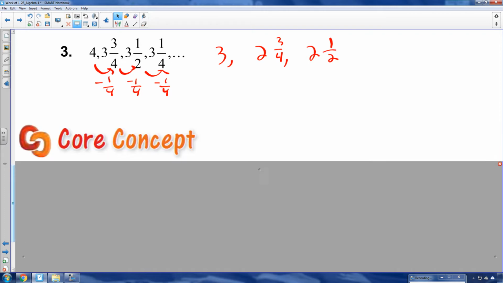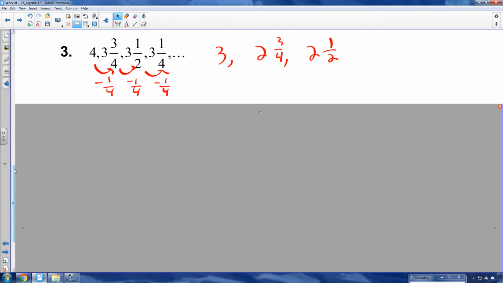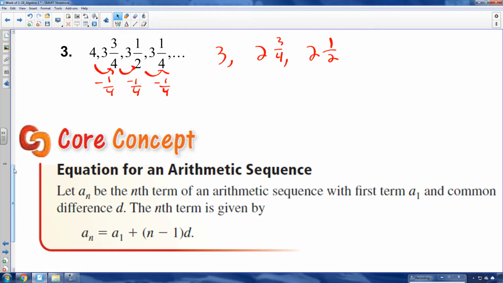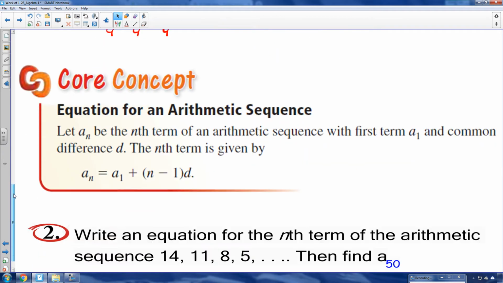Okay. So moving on, let's talk about writing an equation. Let's make it a little bit tricky, okay? Because as you know, a lot of things start out pretty easy.